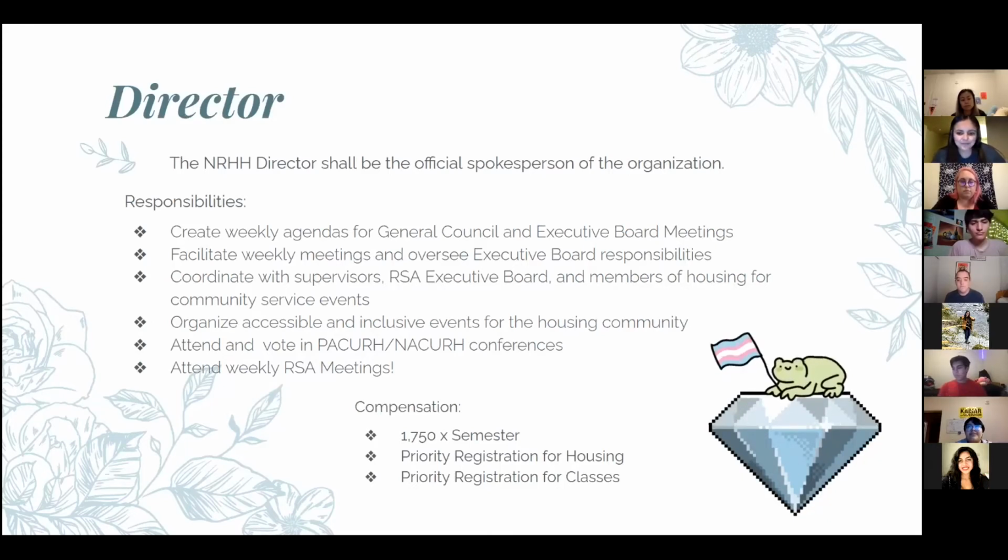Compensation for this position includes $1,750 per semester in room credit, priority registration for housing, and priority registration for classes.